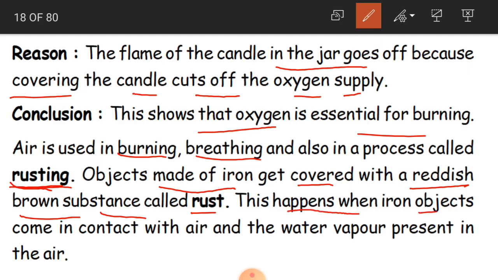This happens when iron objects come in contact with air and the water vapor present in the air. So how does rust occur? When the iron object is kept open somewhere, the air and the water vapor present in the air come in contact with that iron object, and then rust covers that object. Okay children, clear? So air and water vapor are used in the process of rusting. Clear children?